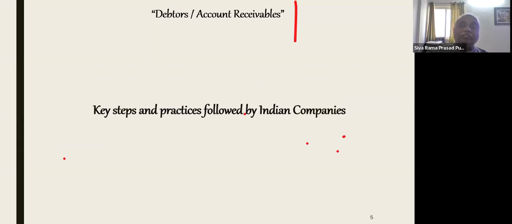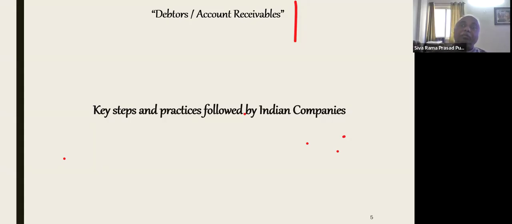Key steps and practices that are followed by the Indian companies. What are the various steps that are followed by the Indian companies whenever they are extending credit to the buyers? The pharma companies are manufacturing the goods. Immediately they will sell and they have to offer the credit. Otherwise the goods will not sell.